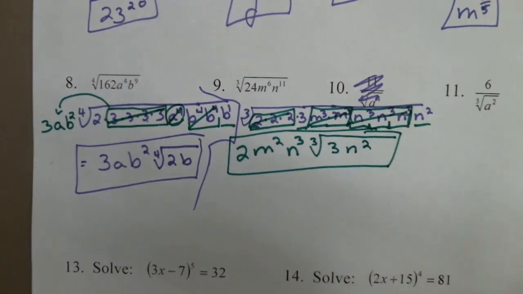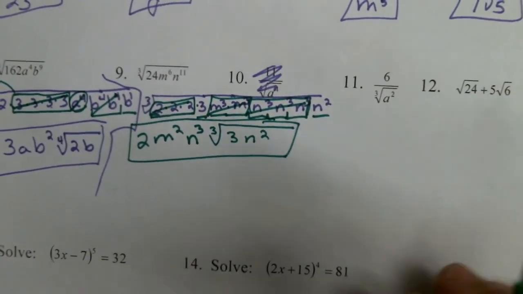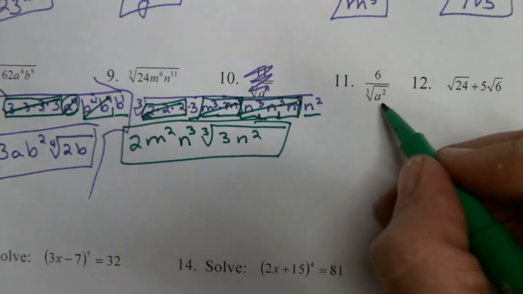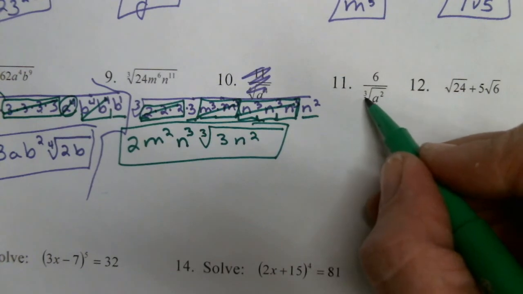Number 10 I crossed out. I'll come back to that in a little bit. Number 11. We'll go through and do this before we finish up.